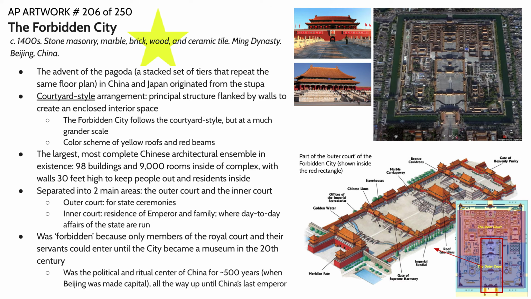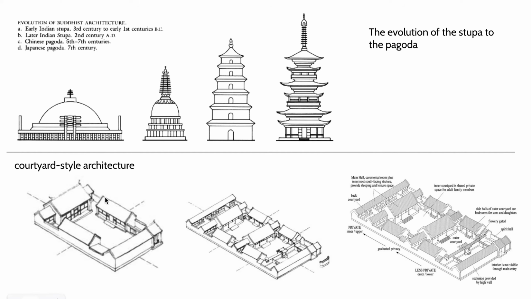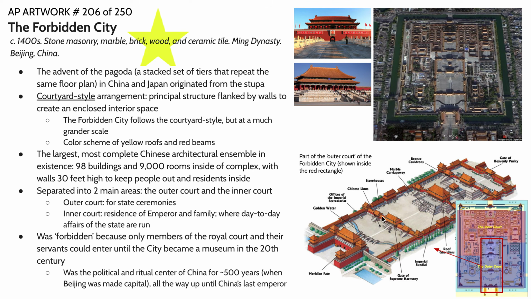The Forbidden City is a great example of the courtyard style arrangement of architecture, but you're seeing the courtyard style go beyond this simple 1 courtyard structure or even 2 courtyard structure. We're seeing 4 courtyards just in this one section right here of the Forbidden City. So this is a really large complex. It's difficult to get a sense of how expansive it is unless you've actually been there.